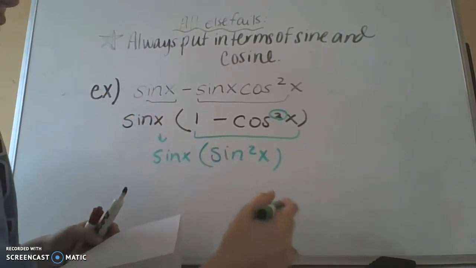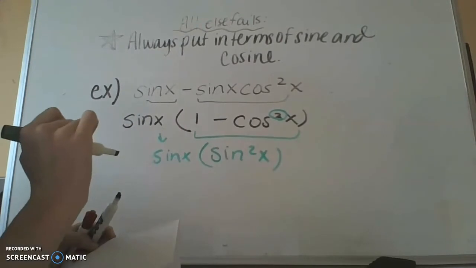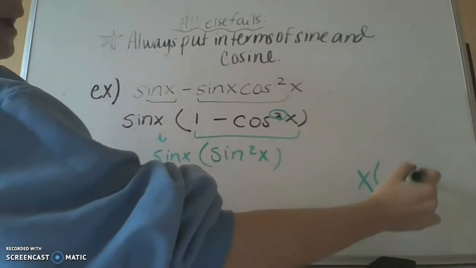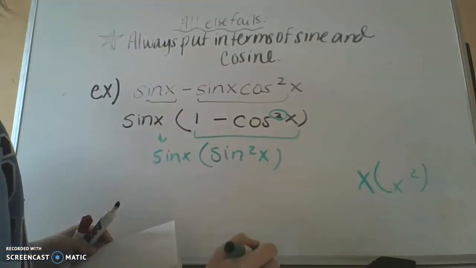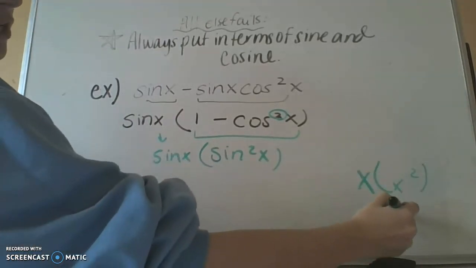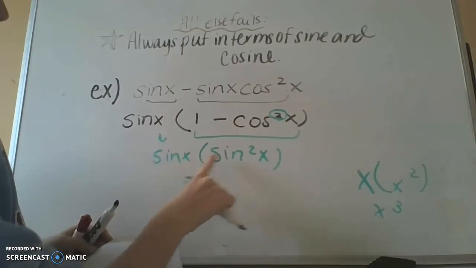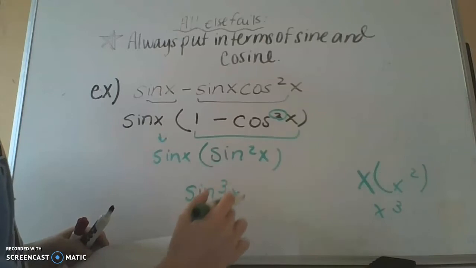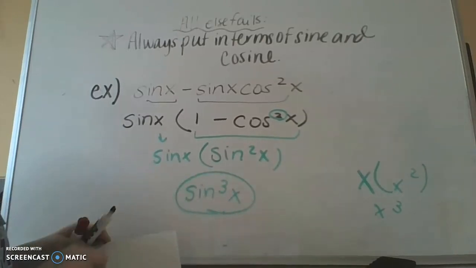So now how do we multiply these? They're trig functions. It's no different than variables. If I gave you x times x squared, that's just x cubed. We have sine times sine squared, just sine cubed x, okay?